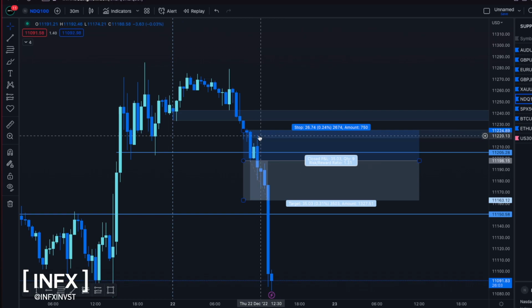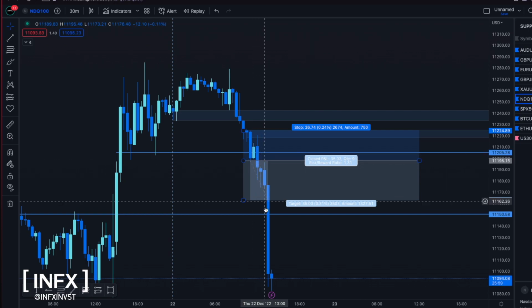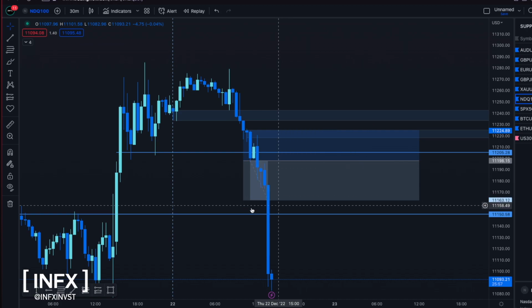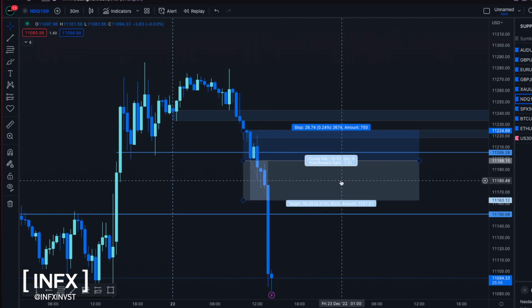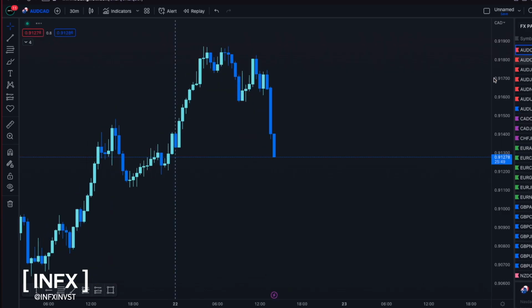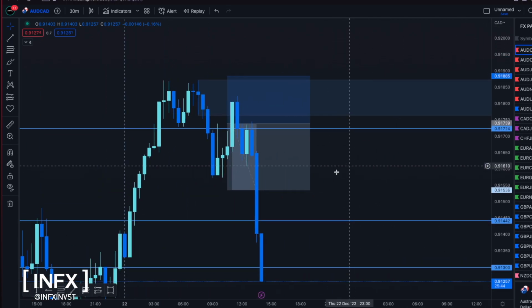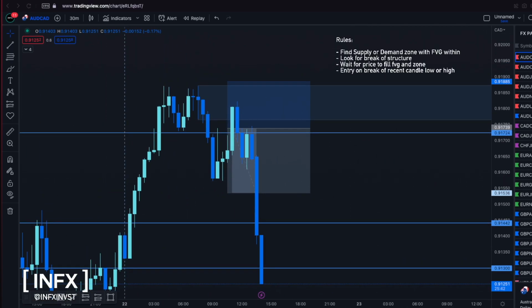Basically, I was waiting for a short entry for a candle break below here. We got our candle break, and then as you can see, we've just absolutely melted after that. So that was a nice 35 pips over there. And then if we jump to Australian dollar against the Canadian dollar, we had a different setup, which is our usual setup, which if I get our rules up, this is the one that we usually follow, and that is our supply and demand setup.